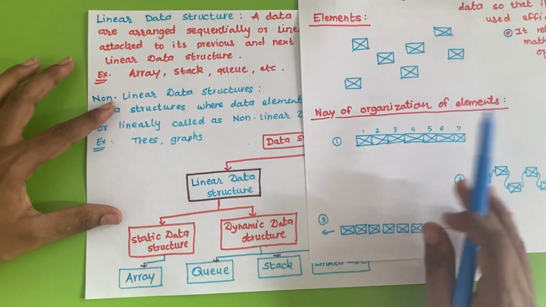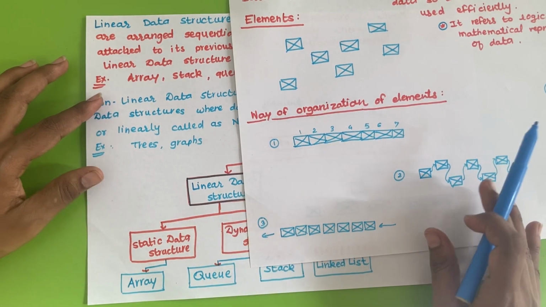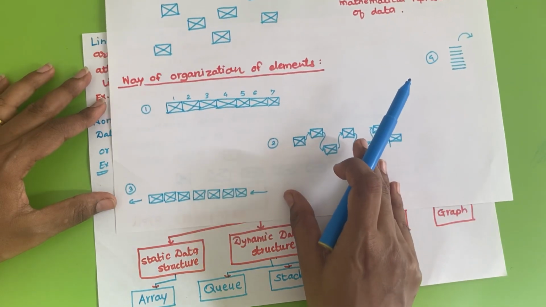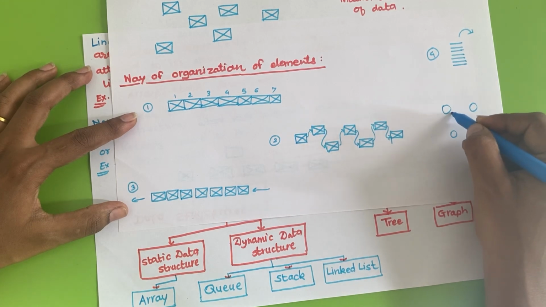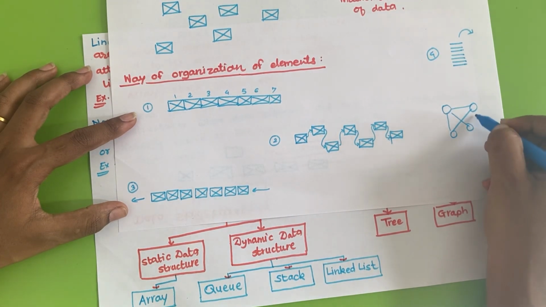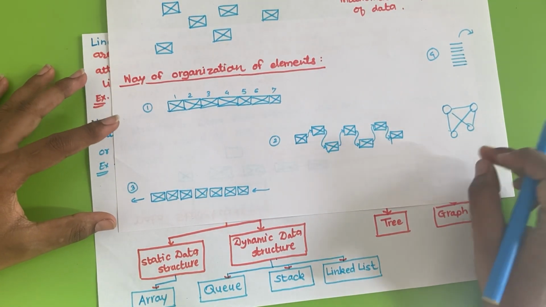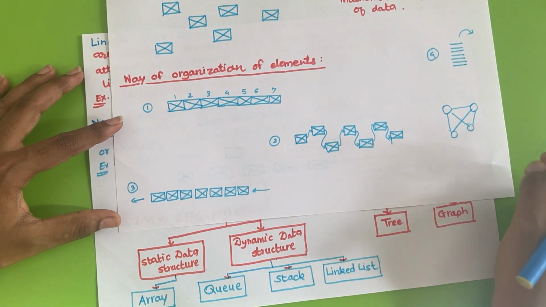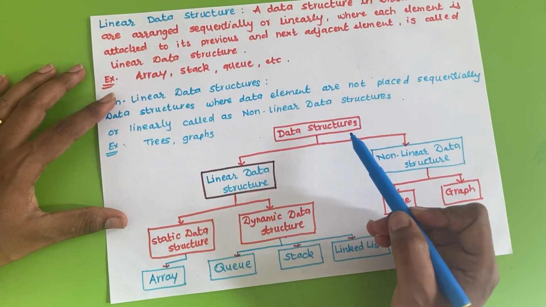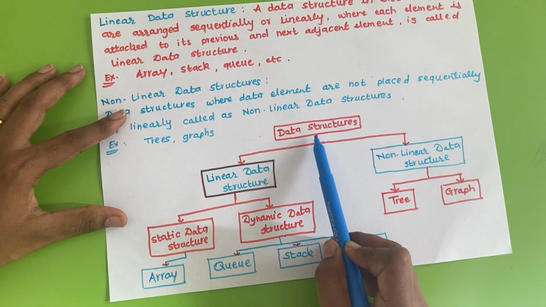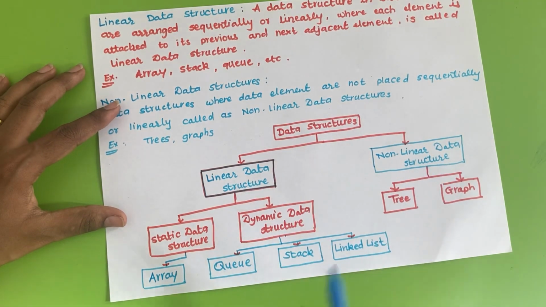Arrays can be called a linear way, or a non-linear way like a graph. In a graph we have nodes attached with edges, so they can be attached with each other. This can be a non-linear way of organizing elements, which is called a non-linear data structure. So we will see how data structures are classified. Data structures are classified into broad categories, that is linear data structures and non-linear data structures.